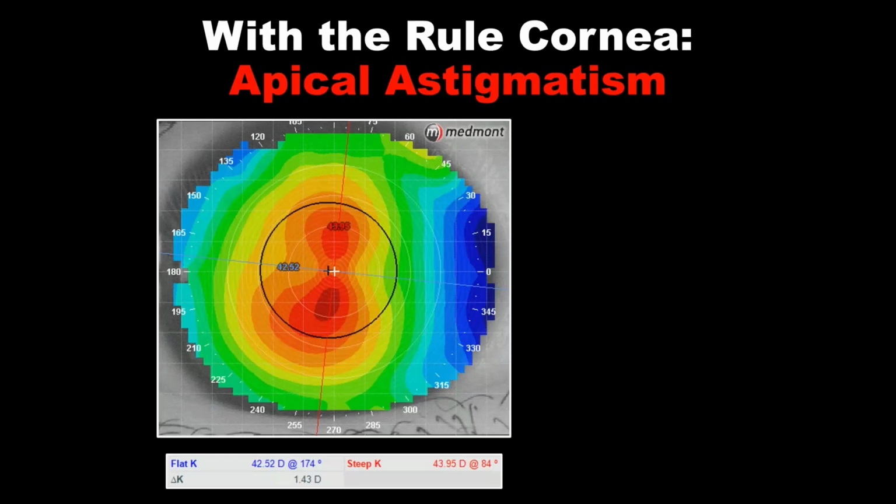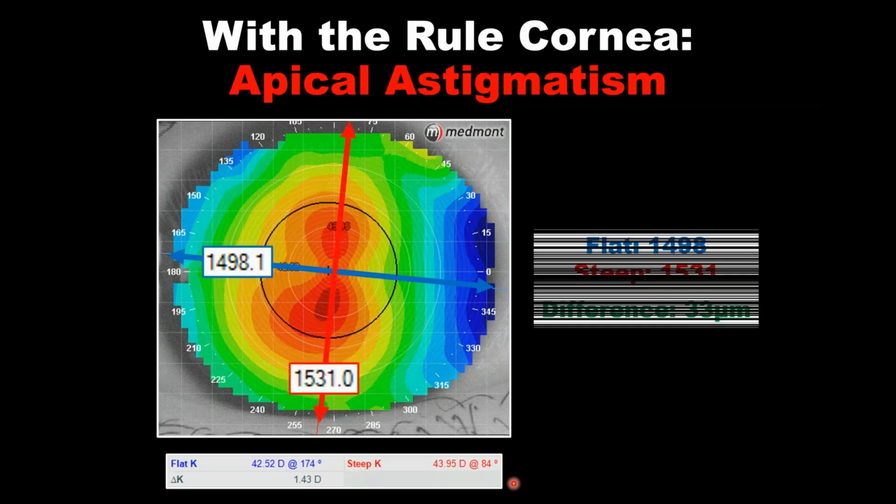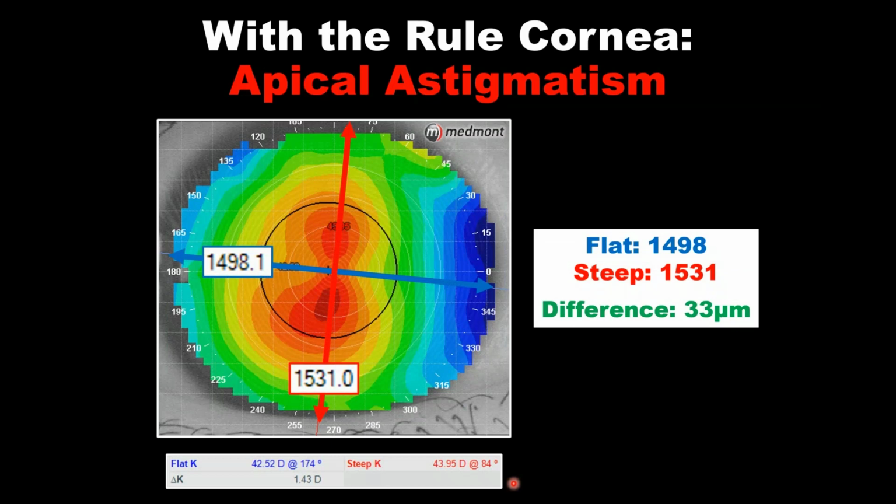Now let's take this patient. We have 1.43 diopters of corneal astigmatism. So that's in the neighborhood of 0.28 millimeters of corneal cylinder. Not a very high corneal astigmat, but let's measure the sagittal differential. Height of the flat, height of the steep, what's the difference? And now we're at 33 microns, comparing those two meridians.